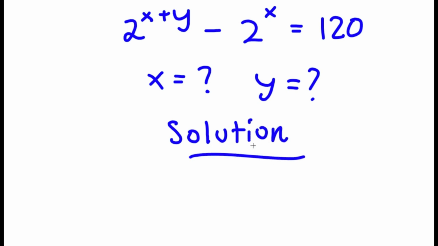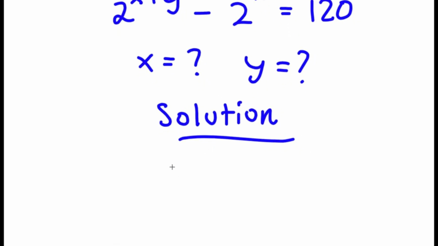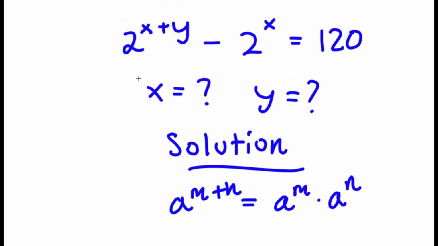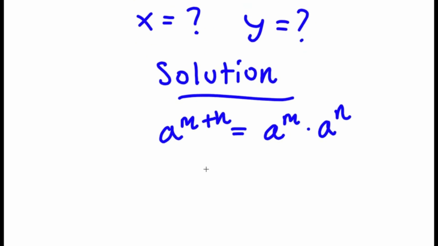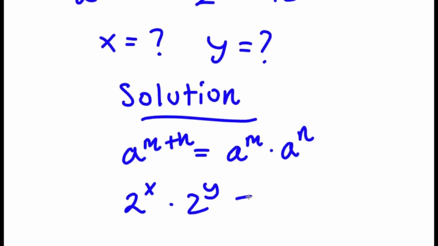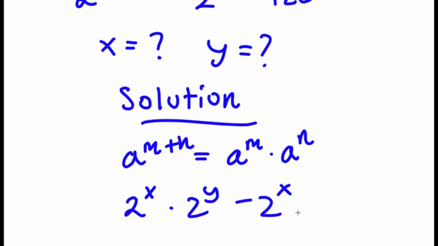So for my solution, I'm going to first start by using the property of exponents that states that a to the power of m plus n is the same thing as a to the power of m times a to the power of n. Meaning 2 to the power of x plus y, I can rewrite this as 2 to the power of x times 2 to the power of y, and I have this minus 2 to the power of x is equal to 120.